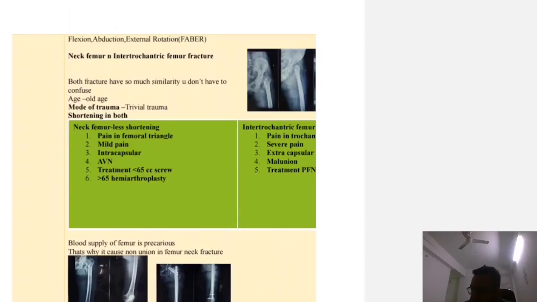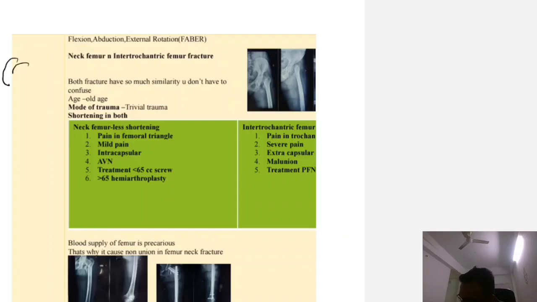So the next PYT is neck femur fracture. When we study the neck femur fracture, we always study the intertrochanteric femur fractures. Why? Because most of the time they will ask you the difference between neck femur and intertrochanteric femur fracture. So what is the difference between both fractures?